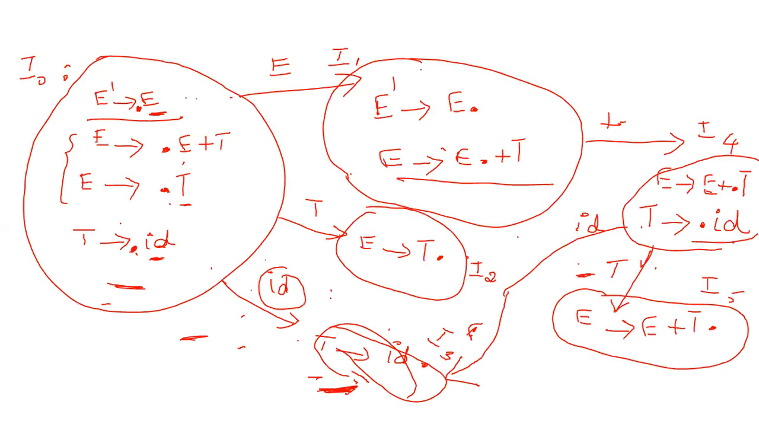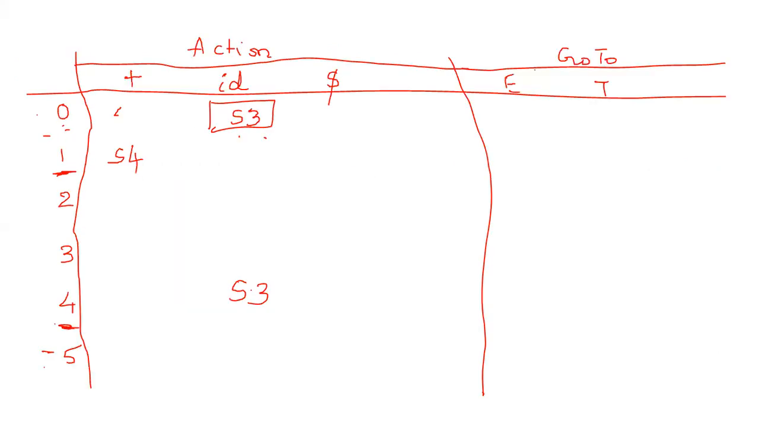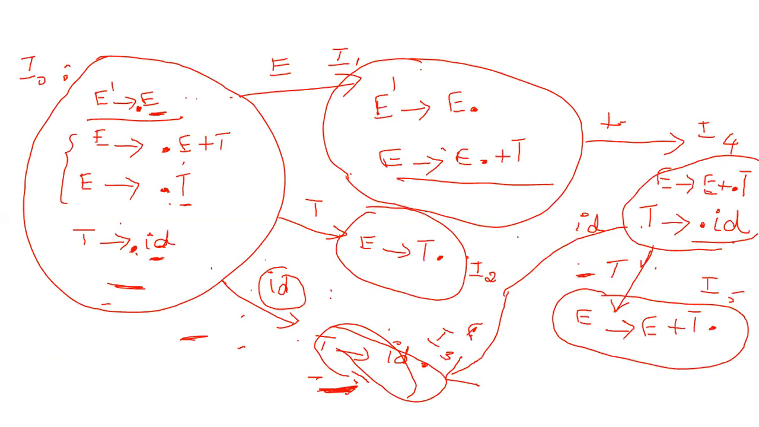Okay. Now, for I5, there are no more inputs. I won't give any inputs for I5. Okay. So, this is the action part. And one more thing. This is the shift operation. There are four categories. One is shift, another one is reduce, right? So, for reduce, I have to analyze the automata.